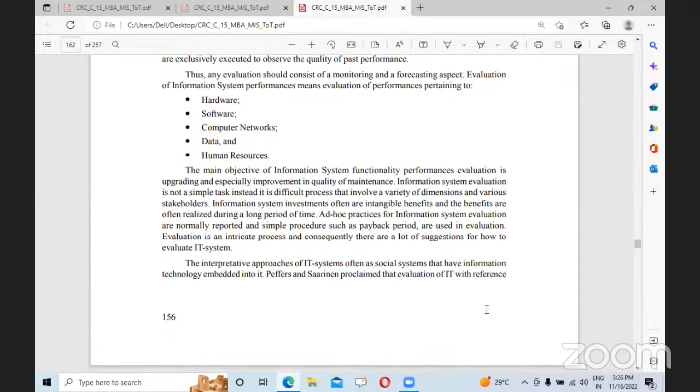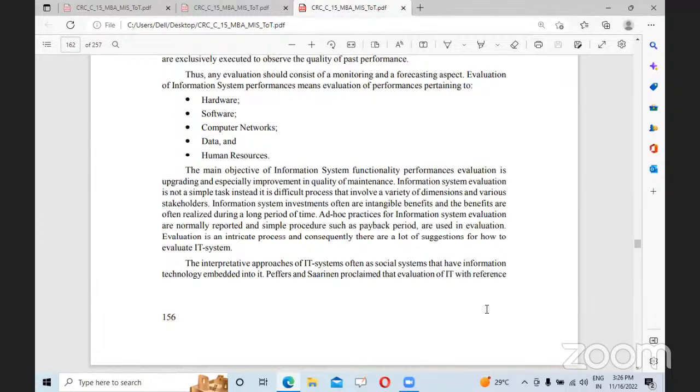Information system evaluation is not a simple task. Instead, it is a difficult process that involves a variety of dimensions and various stakeholders. Information system investments often have intangible benefits.